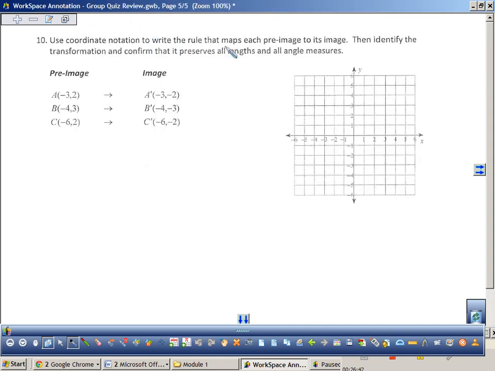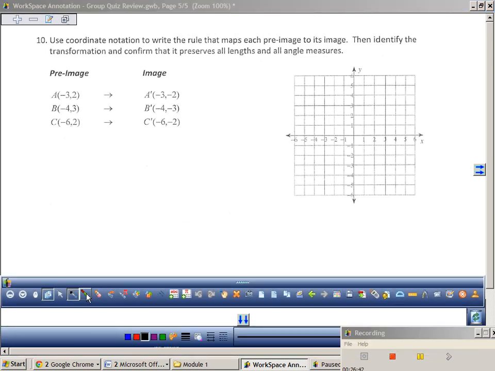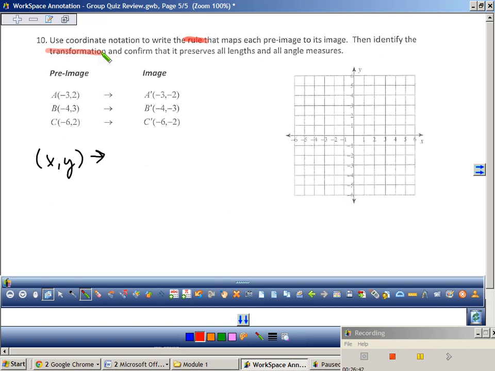Use coordinate notation to write the rule that maps each pre-image to its image, then identify the transformation and confirm that it preserves all lengths and all angle measures. Okay. Lot to do on this one, right? So what's it asking me? What's it giving me? It is asking me to use coordinate notation to write a rule. I need a rule. So I don't want to forget. Then I need to identify the transformation, and then see if it preserves all lengths.